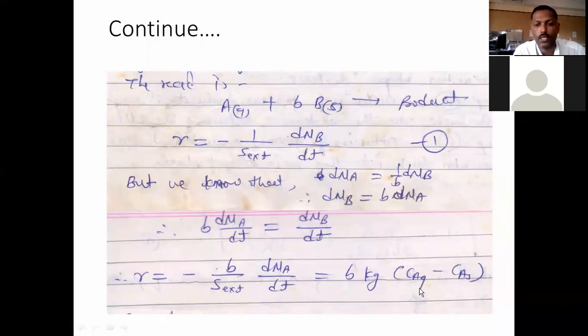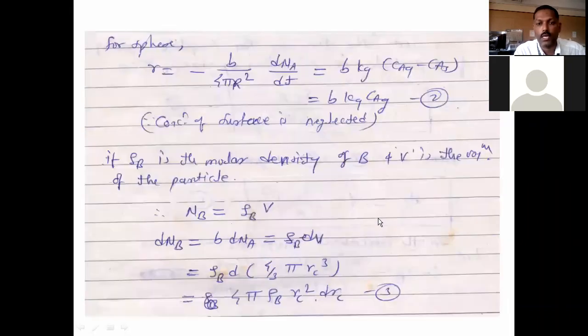RA means that it is kg into CAG minus CS, where kg is the mass transfer coefficient. Fick's law we are using. So b into kg into CAG minus CAS, the concentration difference. Here this equation means we get the rate. This is the rate of reaction, b into kg into CAG minus CS. But CS is the concentration of A on the surface of the solid, which is very small and is neglected. So we consider this equation, RA is equal to b into kg into CAG.